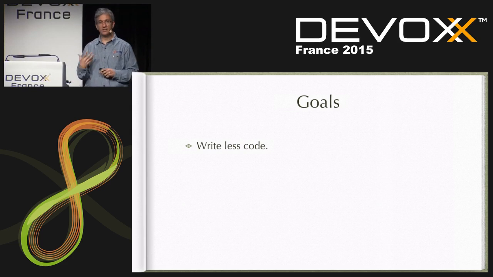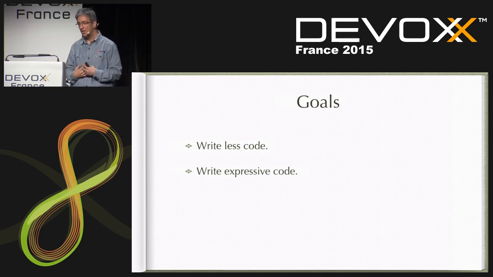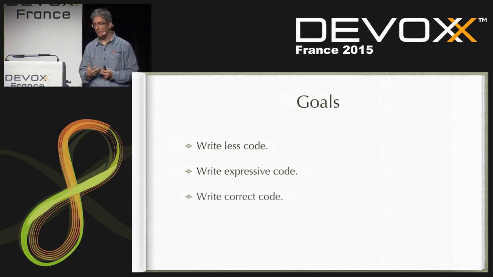I also like to write expressive code because I've suffered from my own incompetence of writing really crappy code that I could no longer read three months after I wrote it, let alone five years, or let alone anyone else could read it. I also want to write correct code, well, because like many things in life, you go through stages.